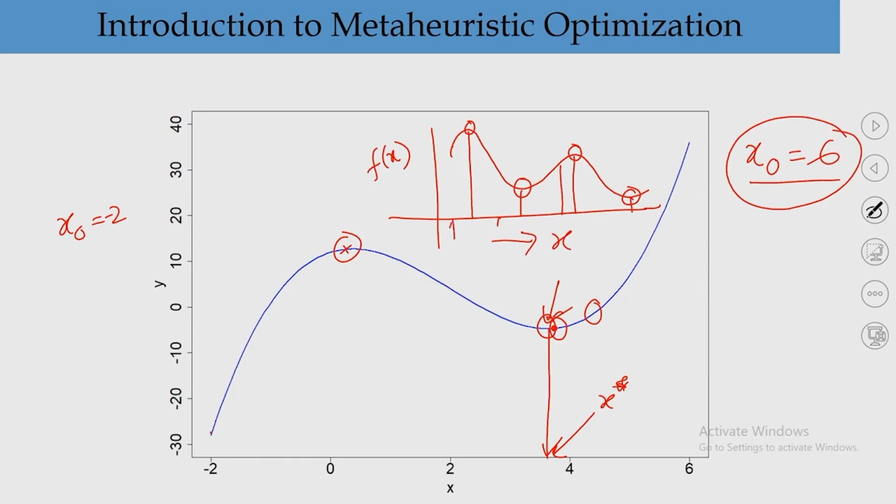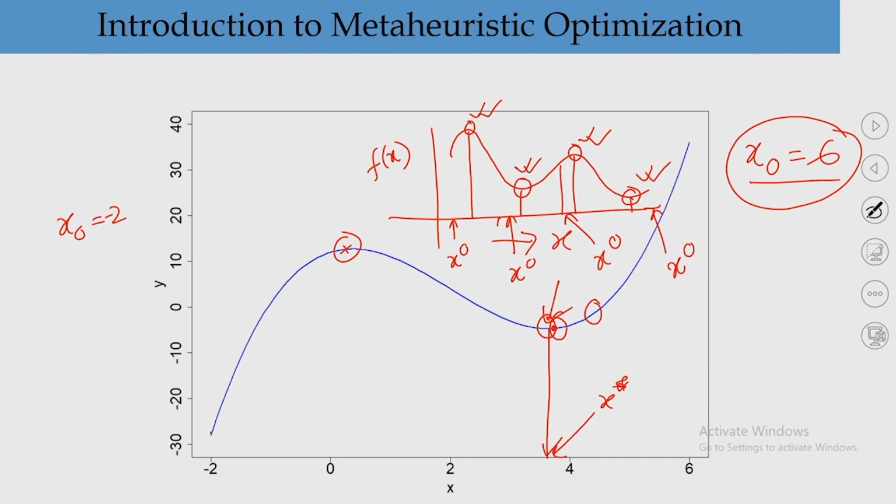Now, if I take this as my initial point x naught, then I will get this particular solution. If I take this particular point as my x naught, I will get this particular solution. If I take this particular solution as x naught, I may get this solution, and if I take this particular solution as x naught, I will get this solution.